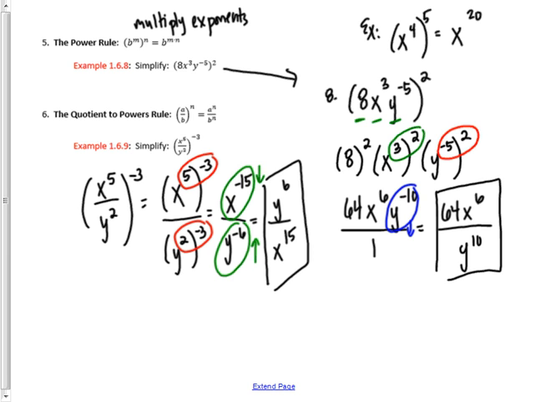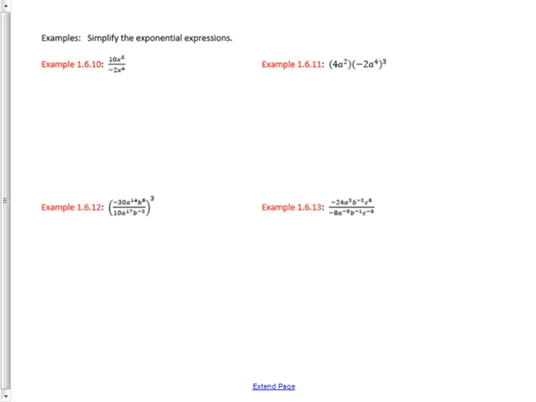Okay, so there are your individual rules. Let's do the last four. We kind of put those rules together. All right, so let's look at number 10. I got 10x to the fifth over negative 2x to the sixth. Divide out your numbers first. What's 10 divided by negative 2? Negative 5. And what you want to do is subtract your exponents. So you've got to simplify that. So that's negative 5x to what power?